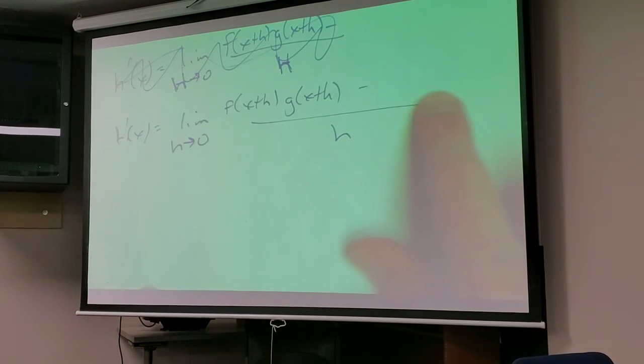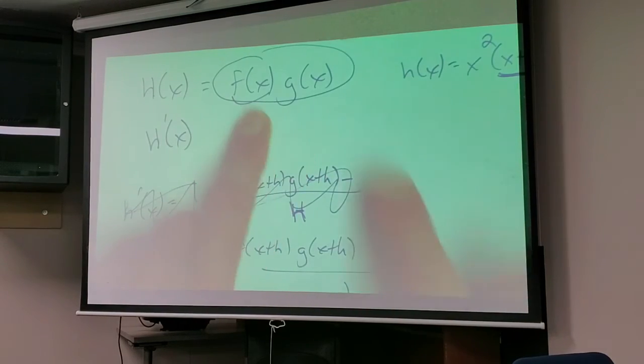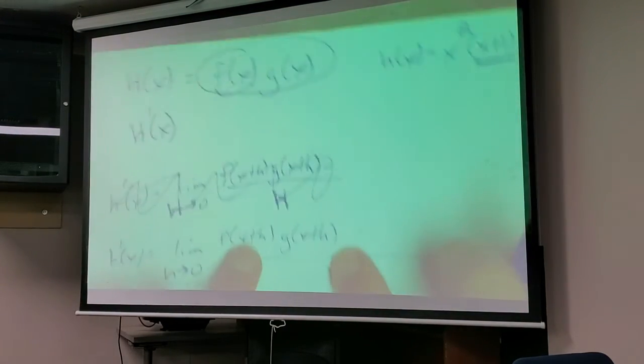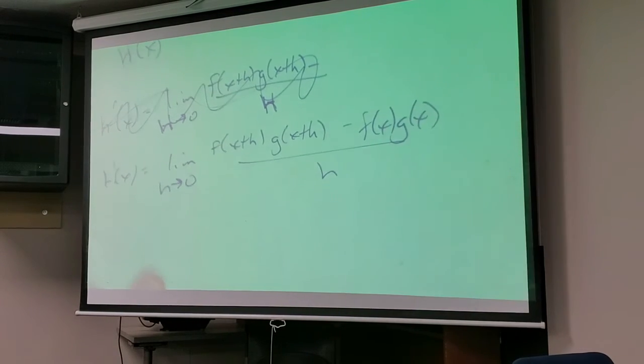What goes here? f of x, g of x. So I put an x plus h into the function that goes first, and then I just put the function itself that goes second. Okay.